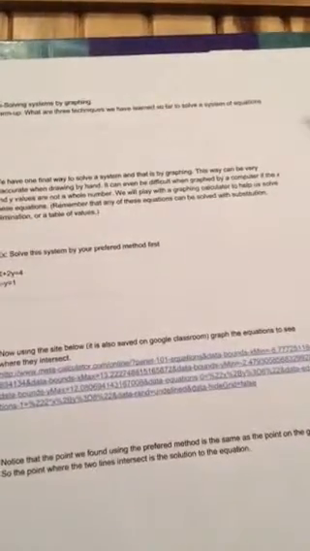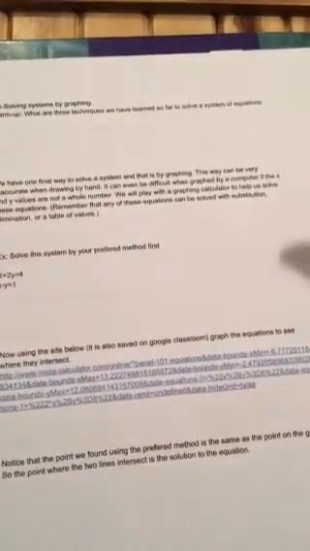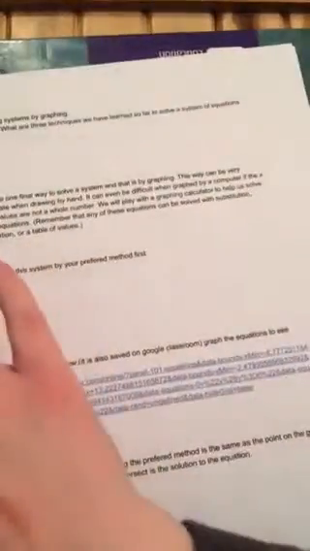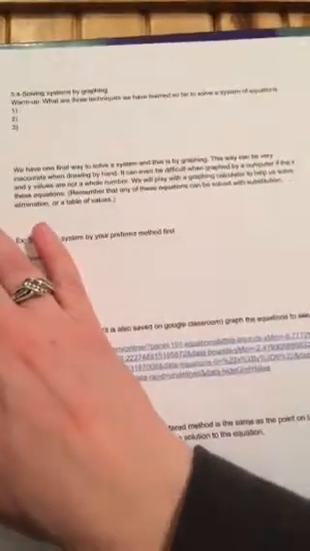So I'm just going to read this nice paragraph. Like I said, we have a final way to solve it, and that's by graphing. Now, some of you are going to be like, oh, we have to graph, but Miss Osbeck was very nice, and she's going to let you use a website to help you graph it. This way can be very inaccurate when drawing by hand.